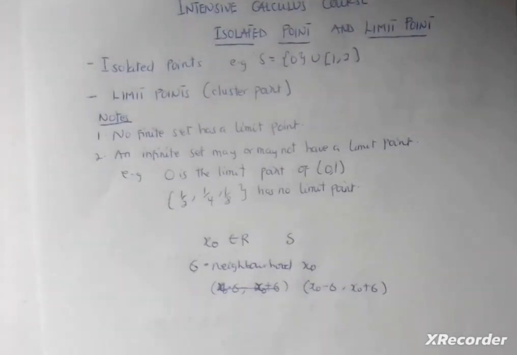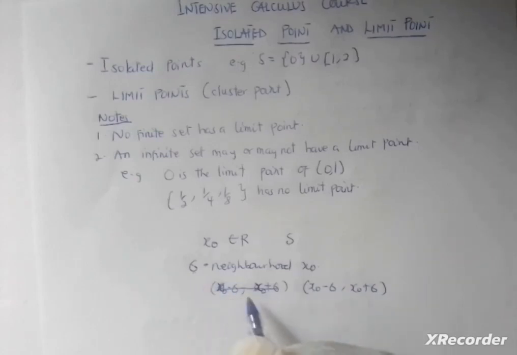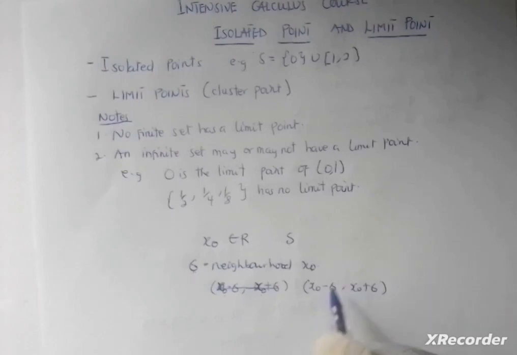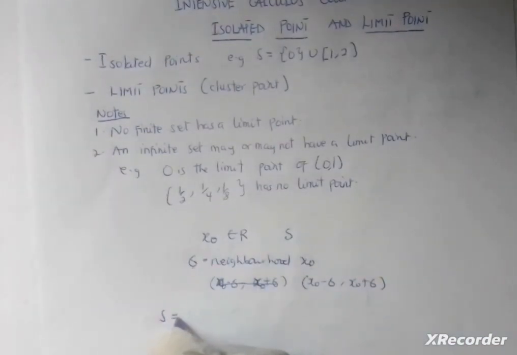That doesn't mean that there wouldn't be some delta for which you find other members. Some delta, when you choose, you surely get other members, but that doesn't conclude. Even if I get one value of delta that results in an interval in which I didn't find any other member of S, then I'll say that this x naught is an isolated point. So I have an example here. It's saying that I have a set S which is 0 union the open interval 1 comma 2, like this.